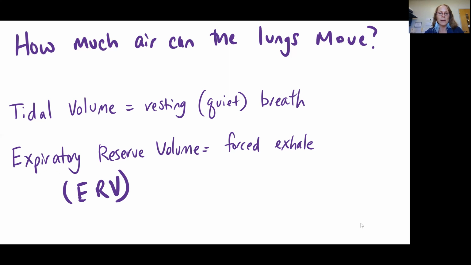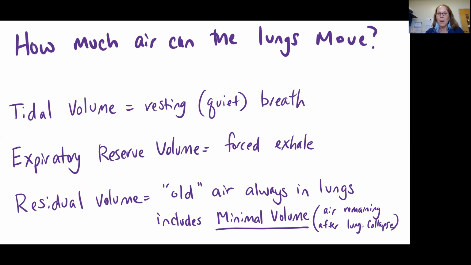So you can do that with me. You can maybe exhale through your nose. It's really more fun to do it through your mouth. So take a big breath in, and then exhale. So I exhaled my tidal exhale plus I exhaled my expiratory reserve volume, but I didn't empty my lung at all. I still have air in my lung. That air in my lung is called my residual volume. It's that old air that's always there.